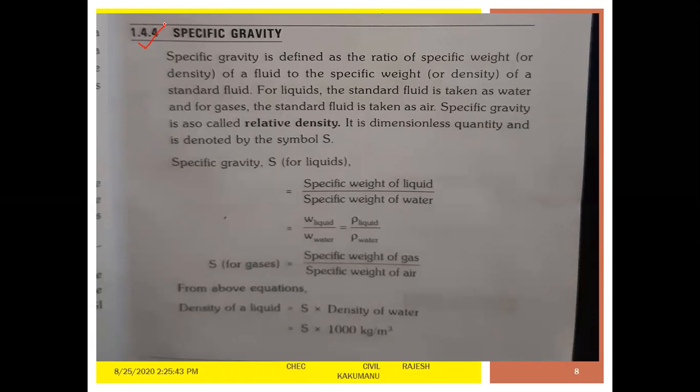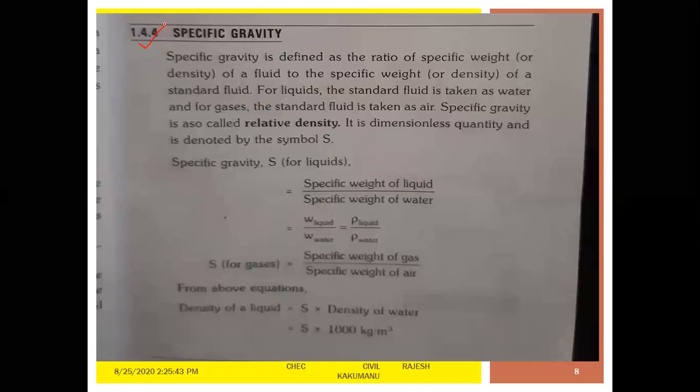Then what is the specific gravity? Specific gravity is defined as the ratio of specific weight of the fluid to the specific weight of the standard fluid. So for liquids the standard fluid is taken as water, and for gases the standard fluid is taken as air. Generally, standards are based on some measurements.